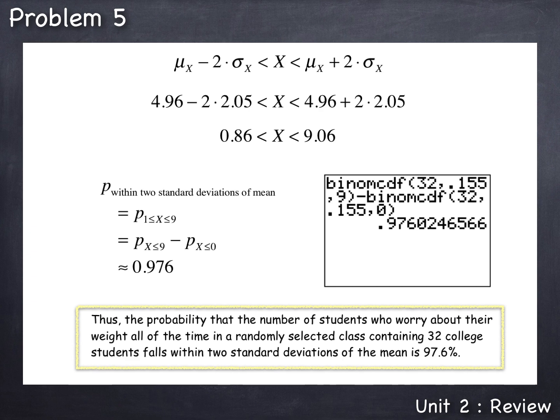But the question was, the number of these students who worry about the weight all the time has to fall within the 2 standard deviations of the mean. Here, 0 falls outside, or to the left of the interval, because 0 is less than the 0.86. So 0 is not included in this answer. So that's why we subtract the binom CDF command using 0 as the x value, because we're taking it out of the answer because 0 does not fall within the 2 standard deviations of the mean. But 1 does. 1 is greater than the 0.86, so it does fall inside the interval and is included in the answer.